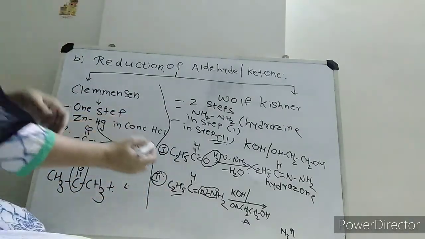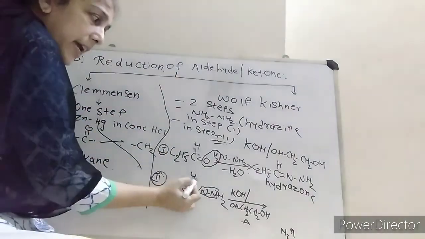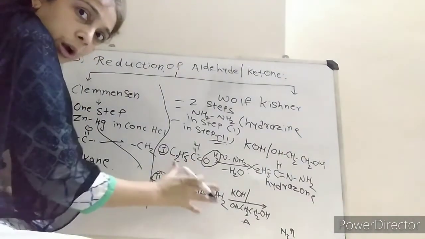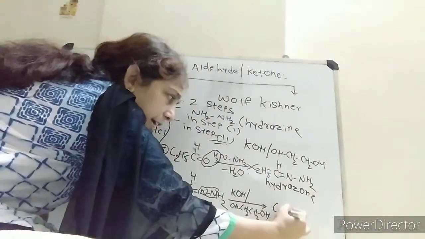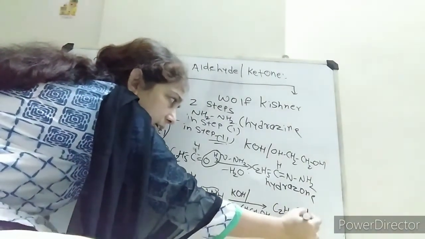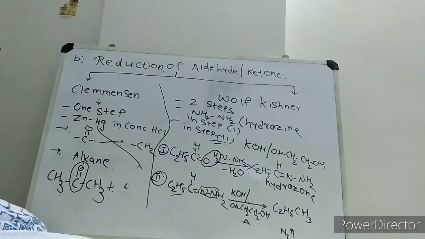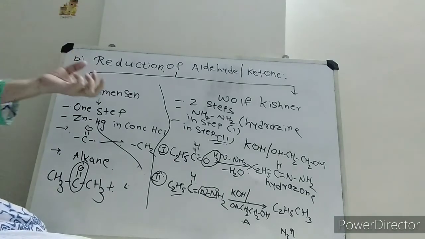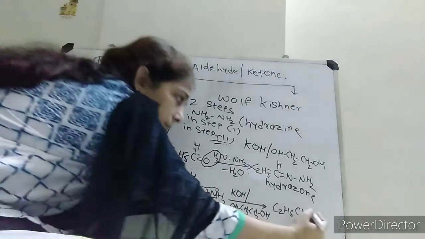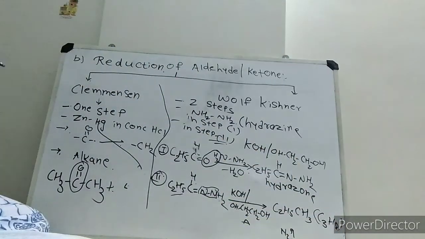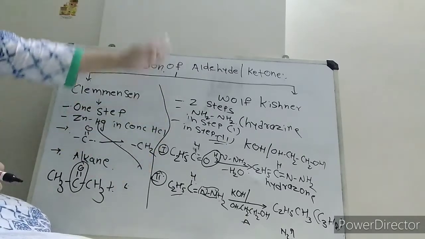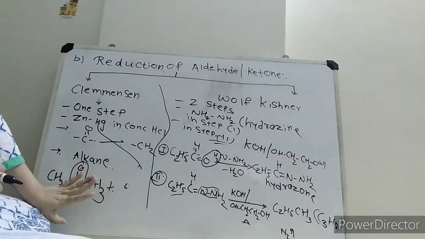C2H5 combines with CH and this H2. We have to combine both to form CH3. So C2H5 combined with CH3 forms what? It is nothing but C3H8, known as propane. In this way, this is the Wolff-Kishner reduction.